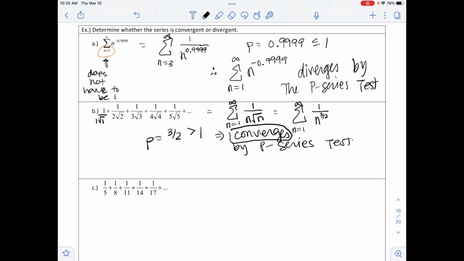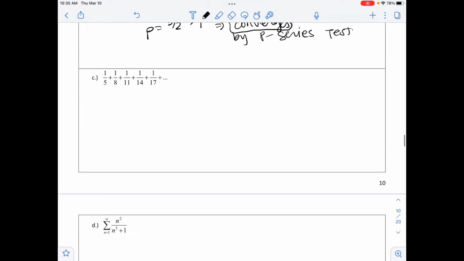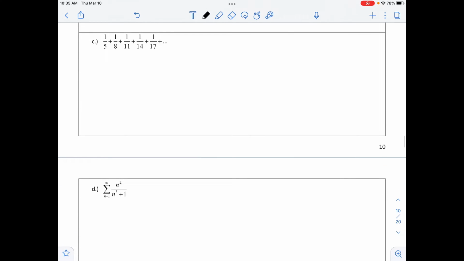So part C is 1/5 plus 1/8 plus 1/11 plus 1/14 plus 1/17 plus, and then on and on and on. And so I notice that the numerator is continuously ones, whereas the denominator is changing. And it looks like I am adding 3 to go from term to term to term.